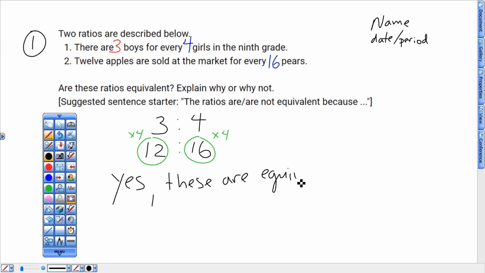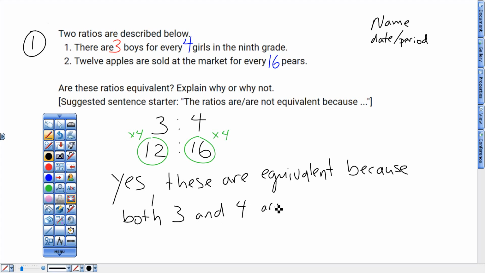Again, you're writing this complete sentence. These are equivalent because both 3 and 4 are both multiplied by 4. If I did one and I saw one was timesing by 4 and then the other one was timesing by 5, then that one would be a no. First word is horse. Horse.